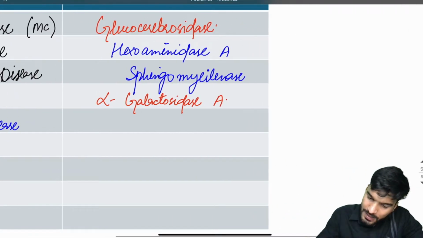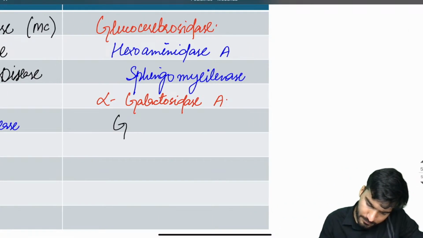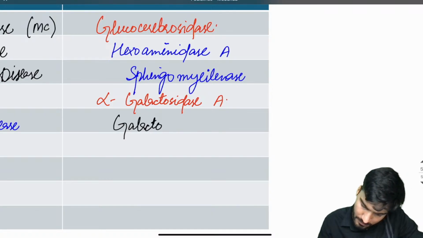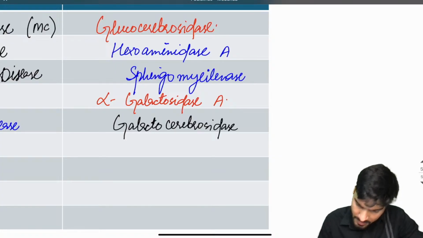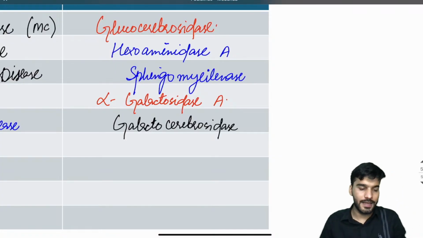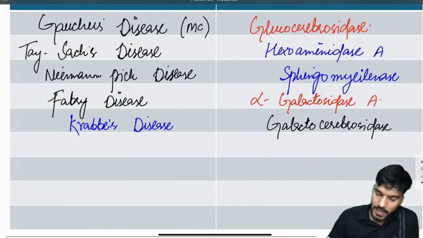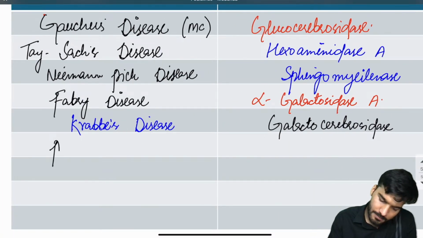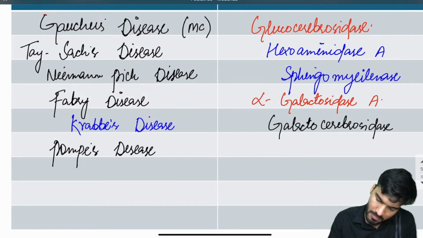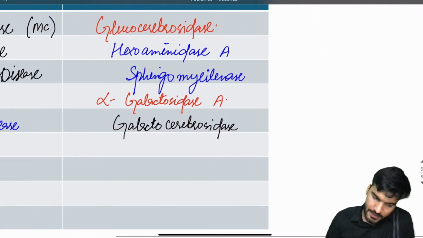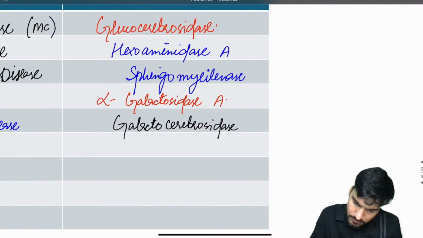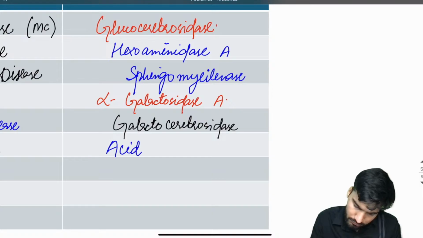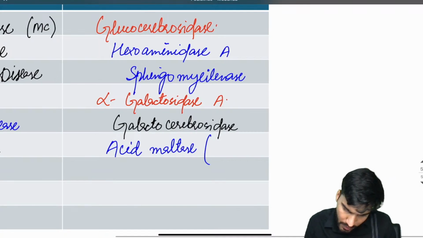It is galactocerebrosidase. Followed by that, we have Pompe's disease. That is acid maltase, or alpha glucosidase.